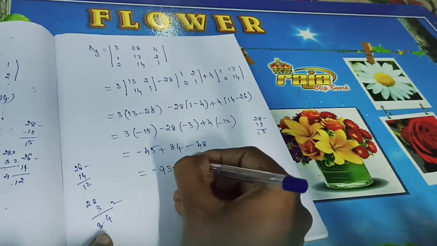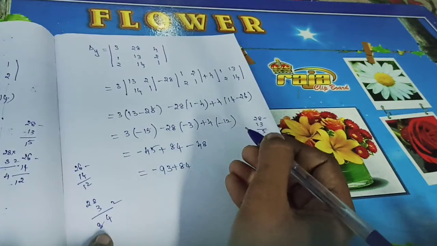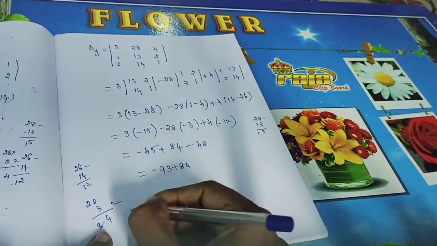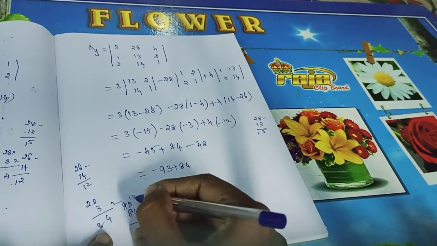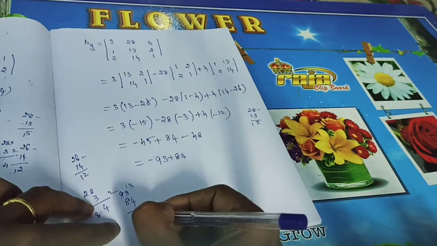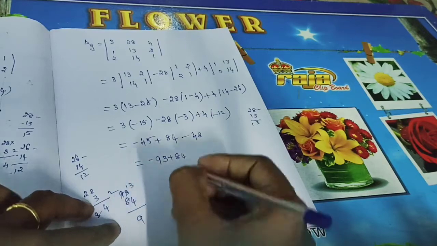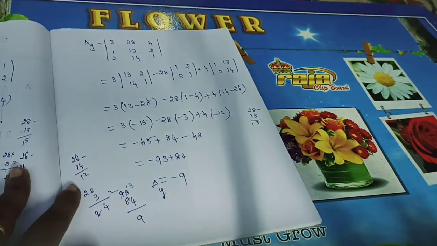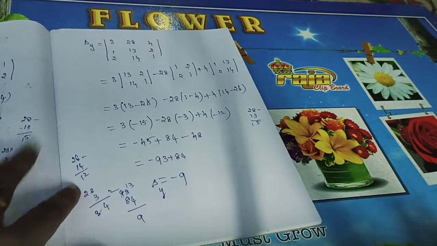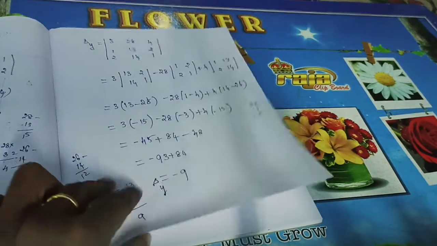93 plus 84. Okay. So when you are subtracting, how much you will get? 93 minus 84, is it right? So how much you will get? 9. That is equal to minus 9. The value of delta y is minus 9. Understand? Many problems we had, because of that I am moving faster.